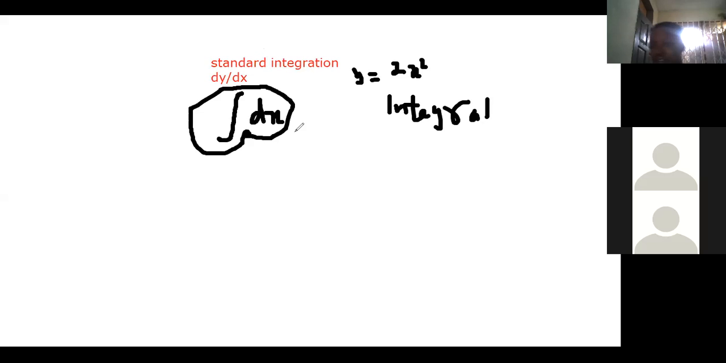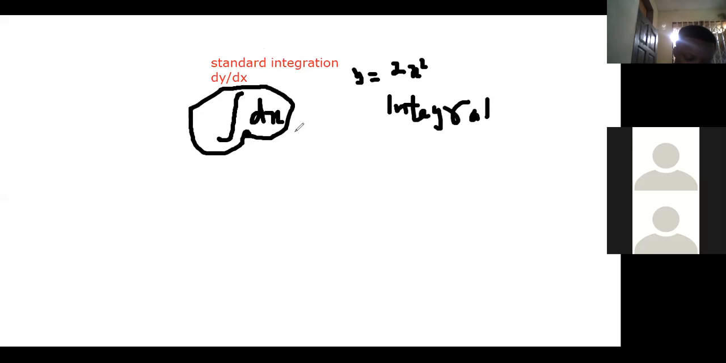We have the indefinite and we have the definite integral. So we are going to talk about the indefinite, we are going to talk about the definite, then we do integral by substitution, then we do integration of sine and cosine, and then we are done for the day. And so that is it.